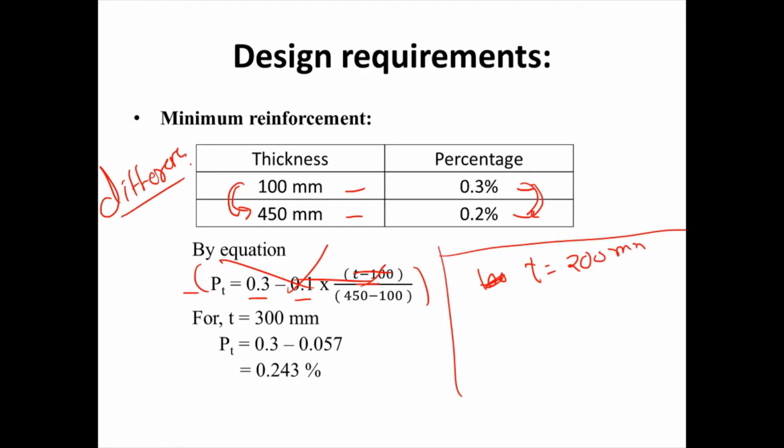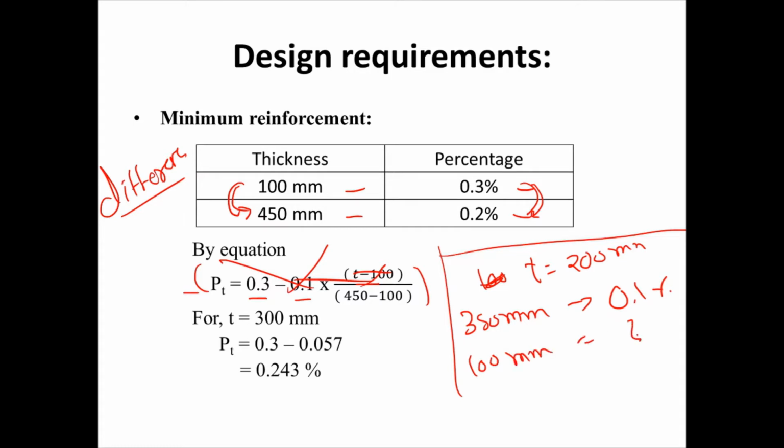I am going to find out the difference between these two, thickness and percentage. The thickness difference is 350 mm. So for a 350 mm thickness difference, the percentage of steel difference is 0.1 percent. Now the other difference is 100 mm, from 100 to 200 mm.